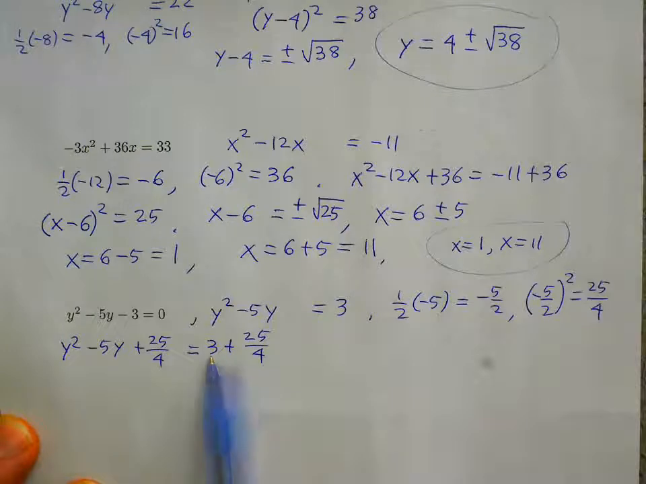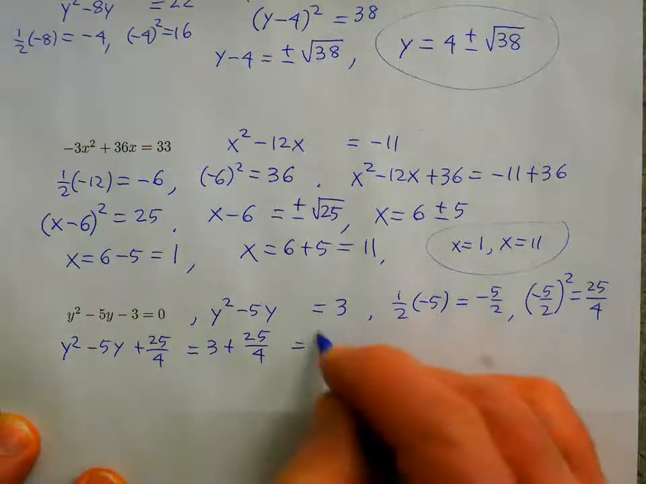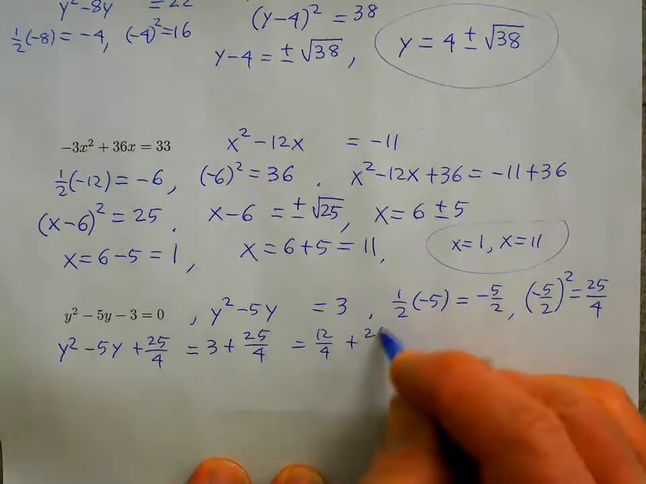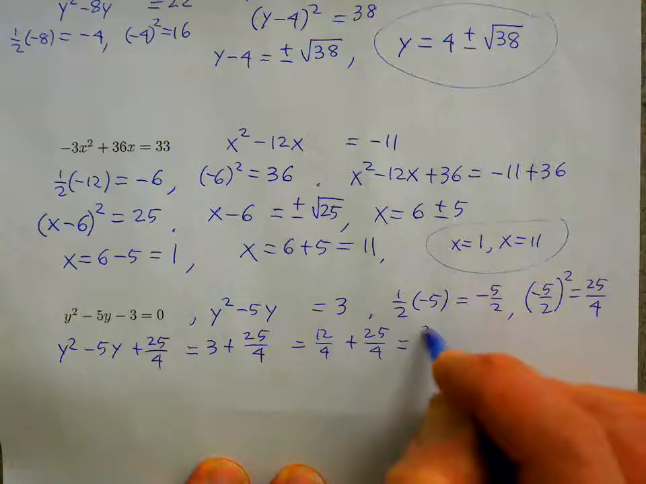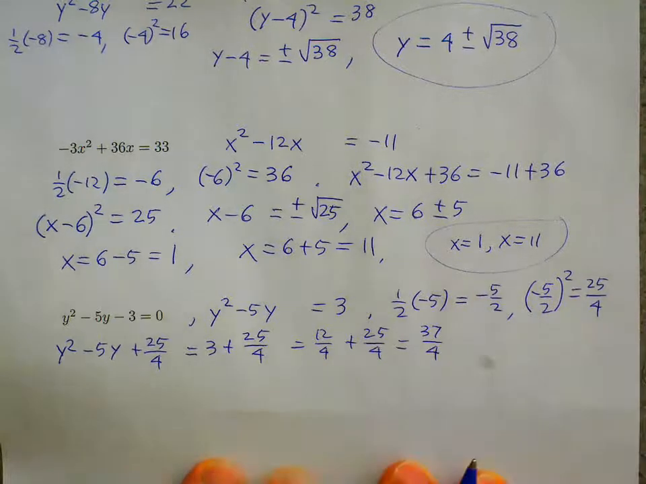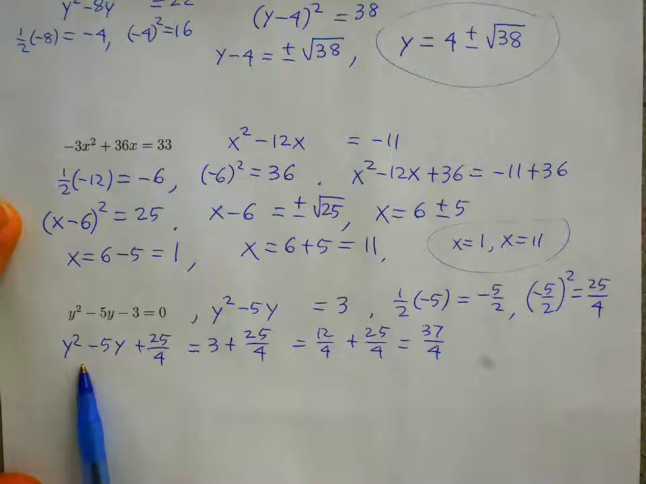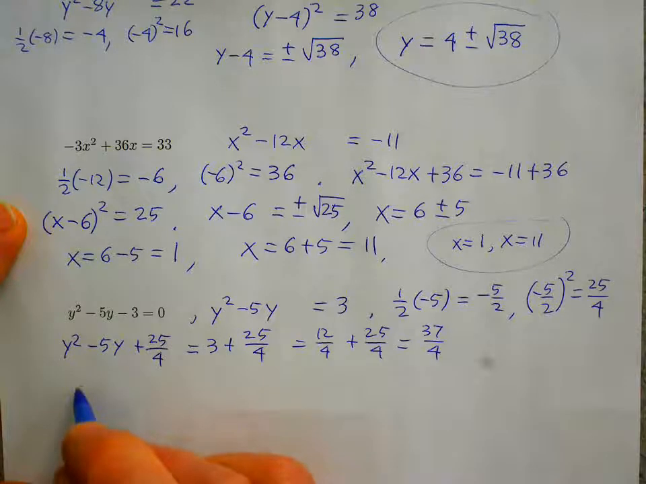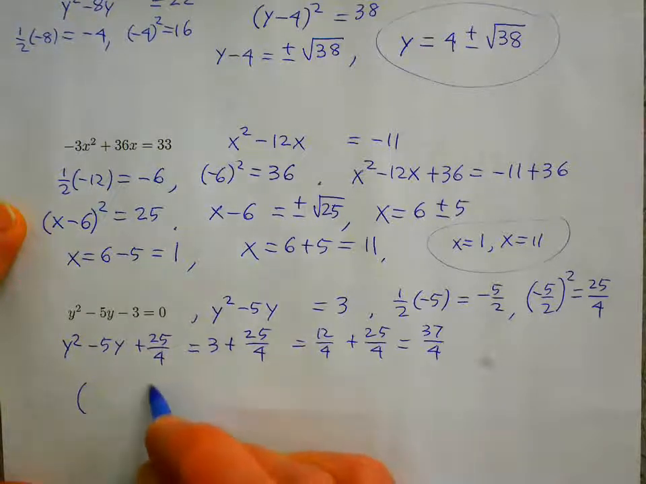So 3 plus 25 fourths: convert 3 to the fraction 12 fourths, and then 12 fourths plus 25 fourths is 37 fourths. Y squared minus 5y plus 25 fourths is a perfect square trinomial. That means it's equal to some binomial squared.